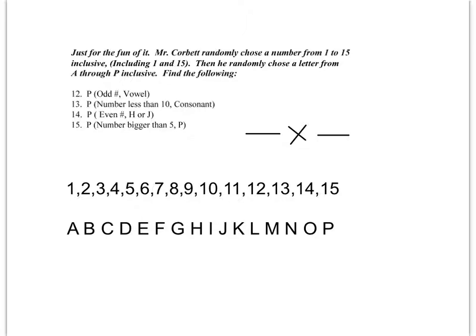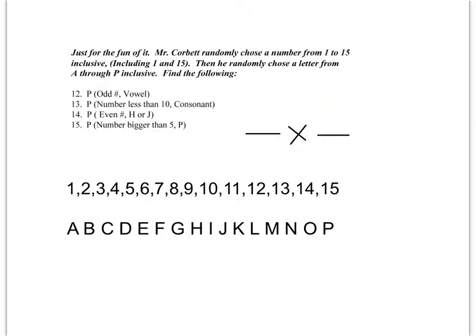Stop the tape. Okay, you should have gotten 7 out of 15 for getting an even number, 1 to 15, and 2 out of 16 for getting an H or a J from A to P. Before I multiply, cancel, 1 and 8. So up top I have 7 times 1, which is 7, and 15 times 8 is 120. How many of you got that? Very good.